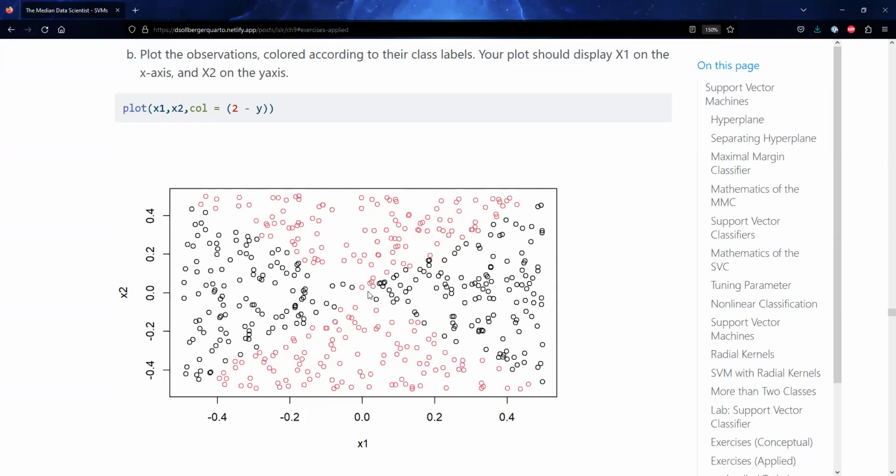The red and black dots in some regions are really close together. And remember that our support vector machine does allow for some misclassifications. And that's intentional.